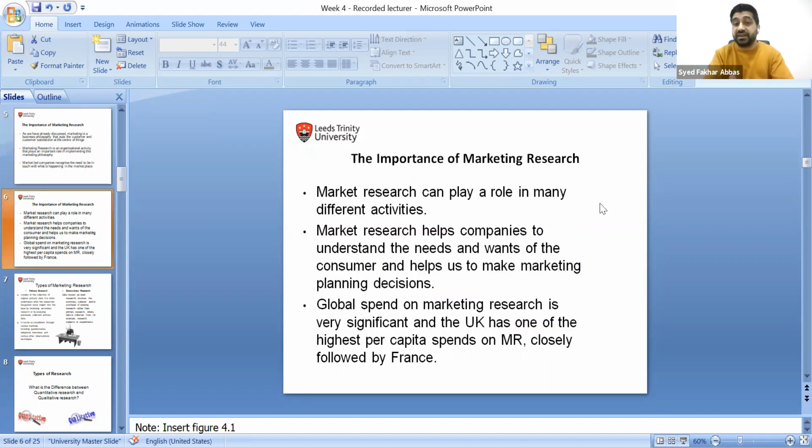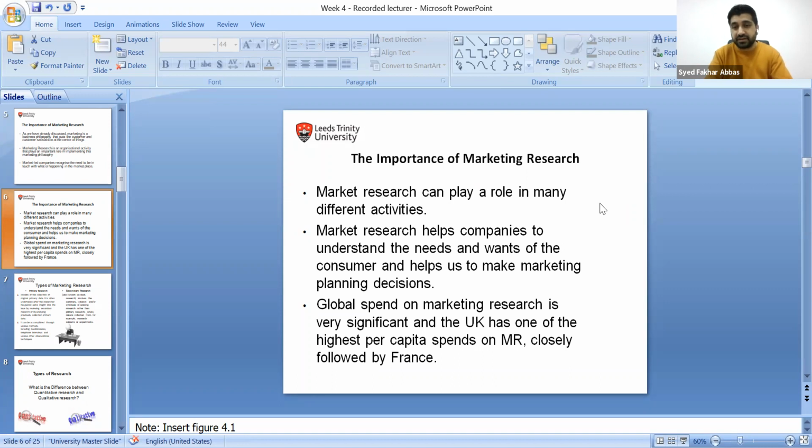Market research can also play a role in many different activities. Market research helps companies to understand the needs and wants of consumers and helps them to make marketing planning decisions. As I said, it's all about the need. They want to know about the customers' behavior, what they basically want. So companies make changes accordingly, and then they offer that product or service accordingly.